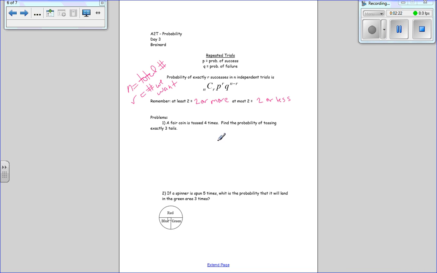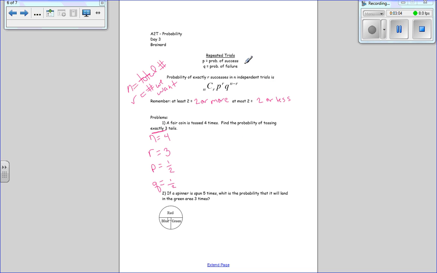So number 1, a fair coin is tossed 4 times. Find the probability of tossing exactly 3 tails. Well, N is the total number of times the coin is tossed. It's tossed 4 times. R is the number I want. I want exactly 3 tails. P is the probability of getting tails, which is 1/2, because when you flip a coin, 1/2 is your probability. And Q would be 1 minus P. In this case, it's 1/2.